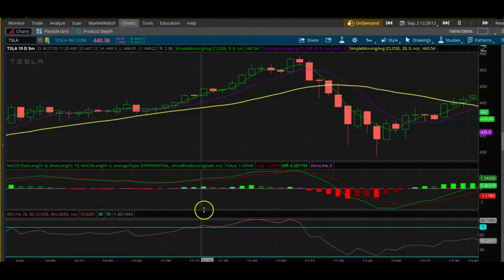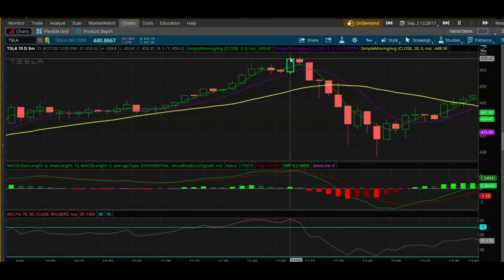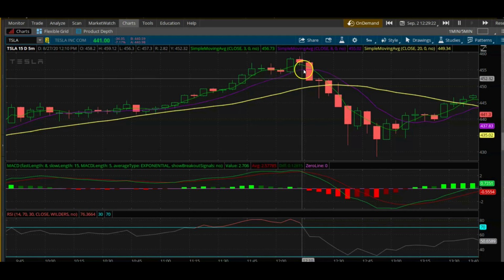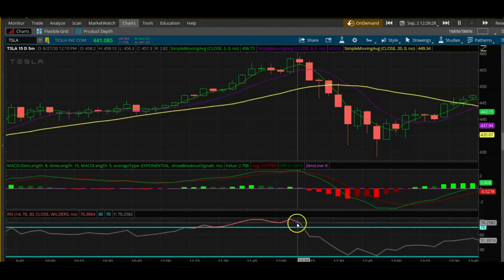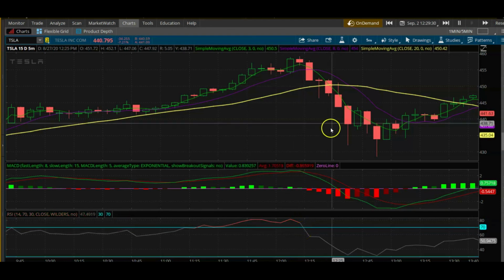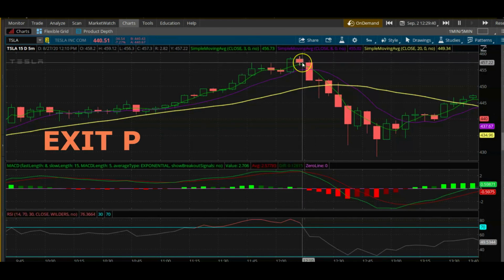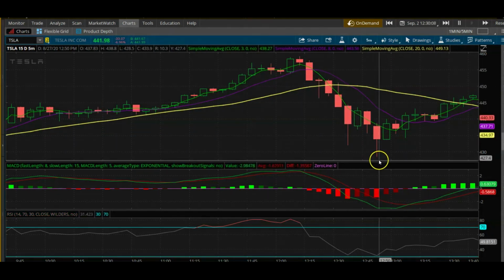From this point on, price action increased, but what we're looking for is the point at which we have the death cross, both on the moving averages, the MACD, and where the RSI crosses back down below the 70 line. This would be our exit point. So we're using these 3 indicators to confirm each other, to let us know that it's time to exit the trade. Soon after, price action plummeted.